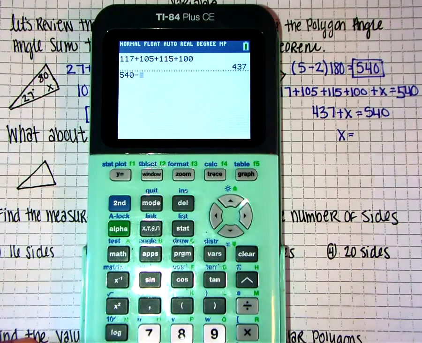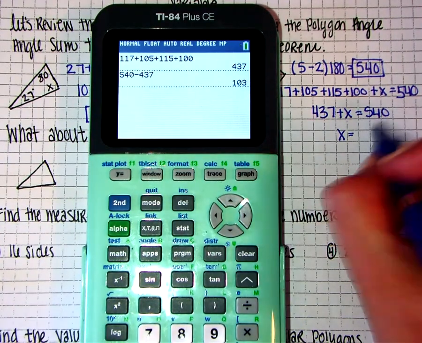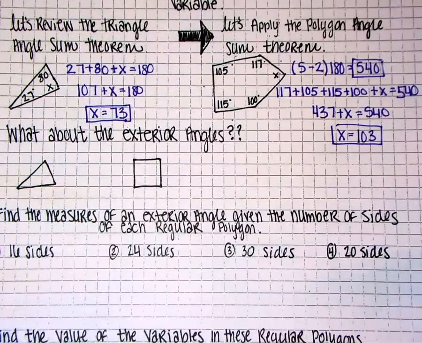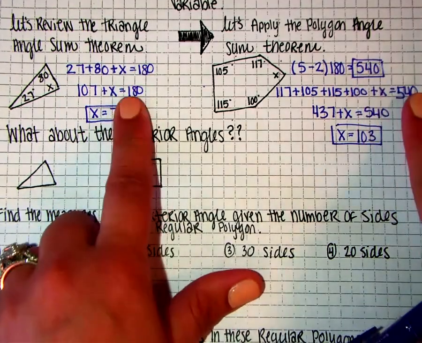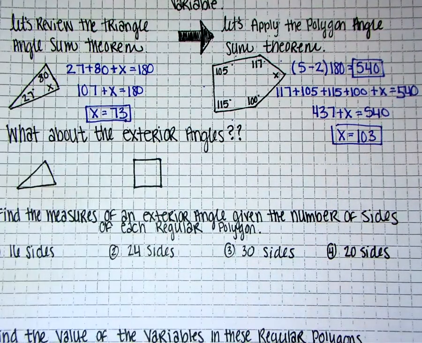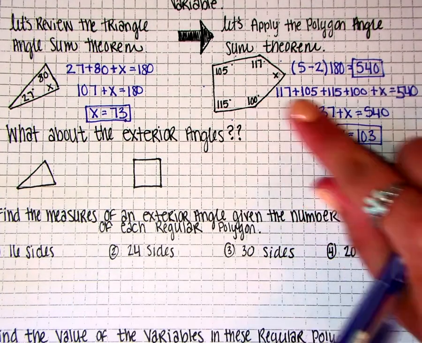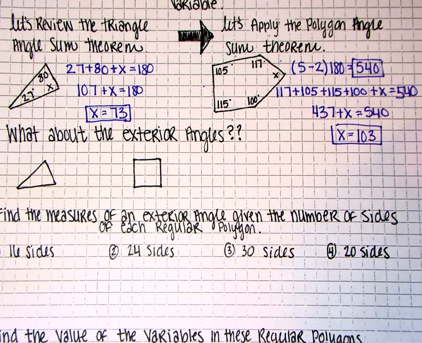So 540 minus 437 is 103. So my missing angle is 103. Same idea. Just now it's going to equal something different. It's not going to equal 180. It could equal 360, 540, 900, depending on how many sides the shape has. Find the total first, then you just add them all up to equal the total.